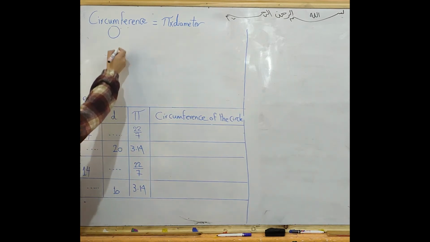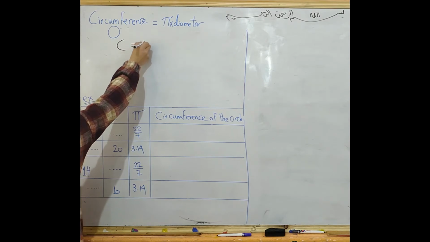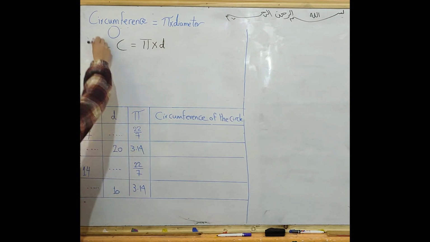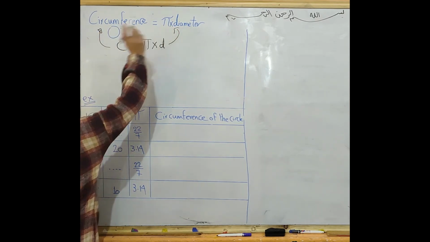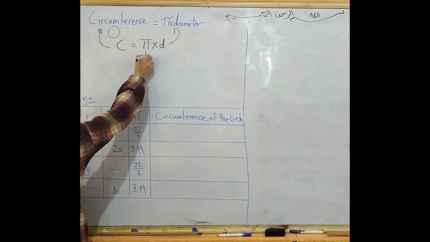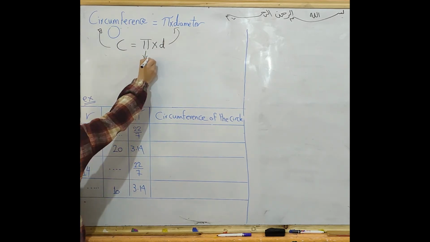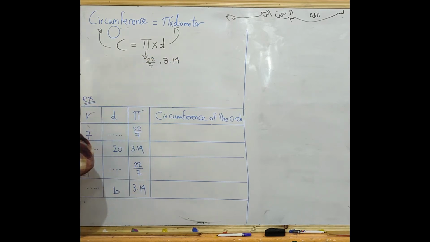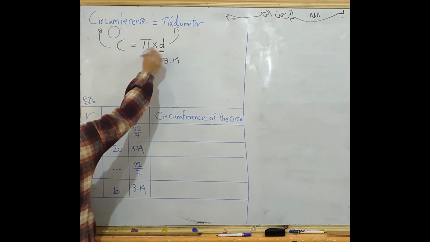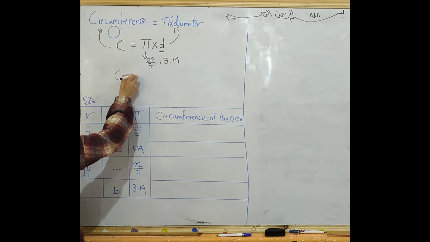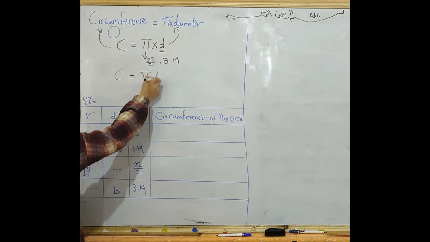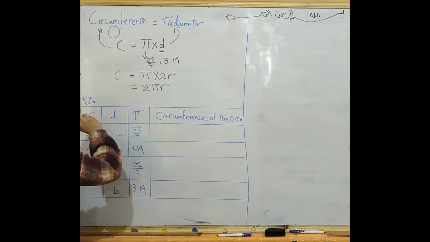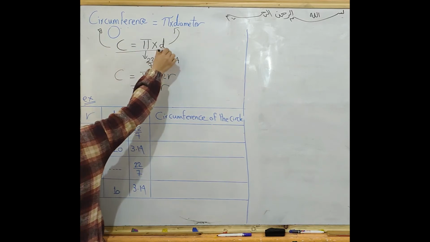We can write this formula as circumference equal pi times d. C is the circumference, d is the diameter. What is pi? Pi is an approximate value equal 22 over 7 or 3.14. We know that diameter equal 2 radii, so we can say circumference of any circle equal pi by 2r, or 2 by pi by r. Then we must know these two forms.